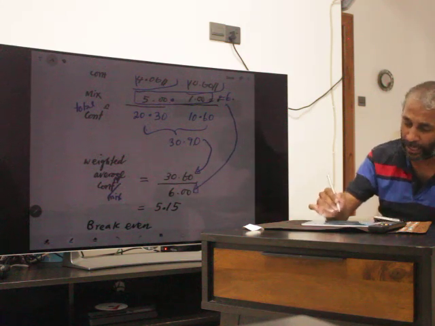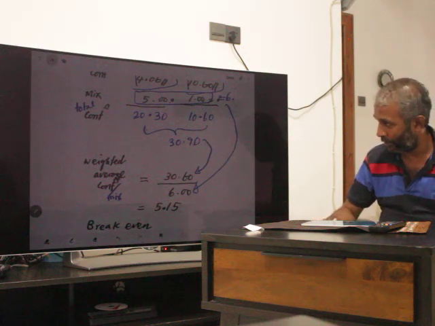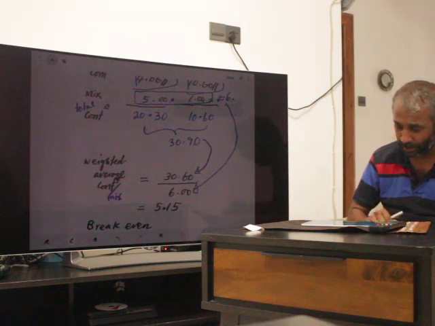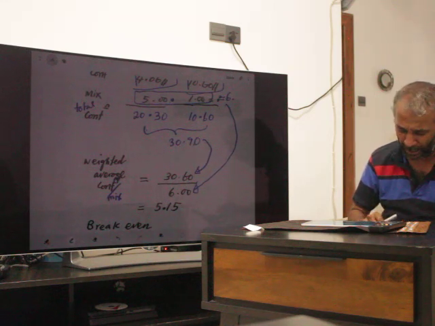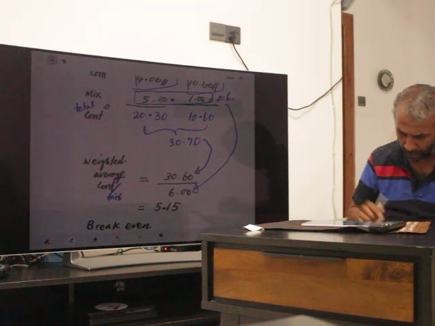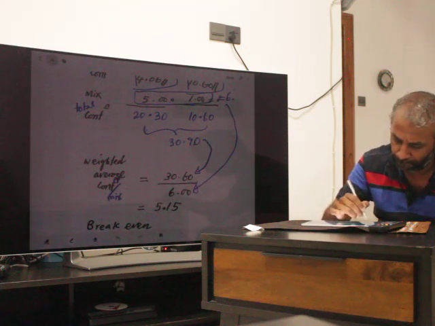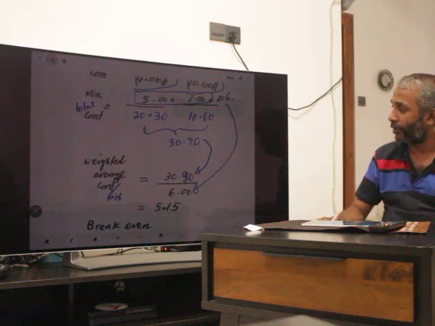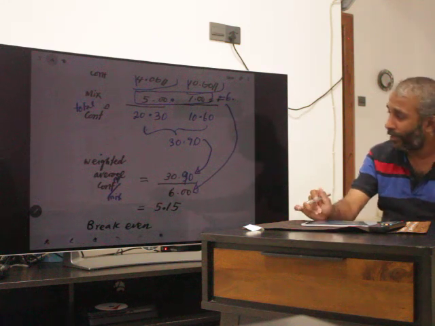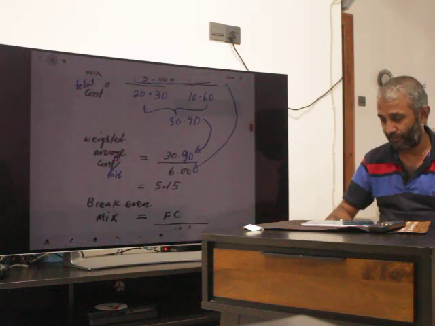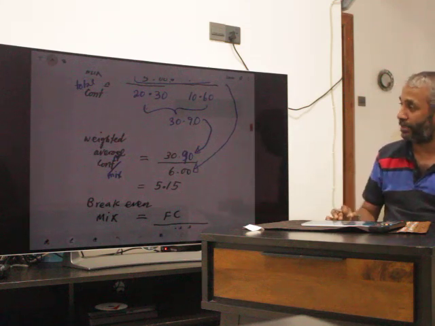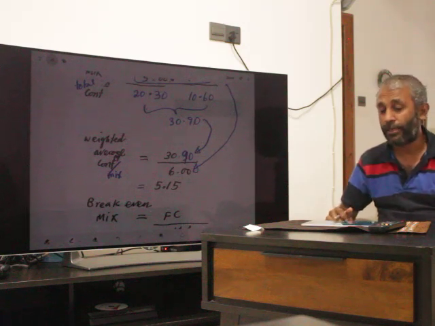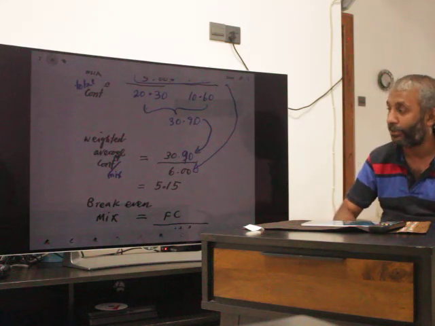Using these two, we have to find the average, which is known as the weighted average, that is 30.90 divided by 6. So 30.90 divided by 6, we will have an answer of 5.15. So this is the new piece of data that we have to use when it comes to multi-product break-even calculations using the mathematical approach.